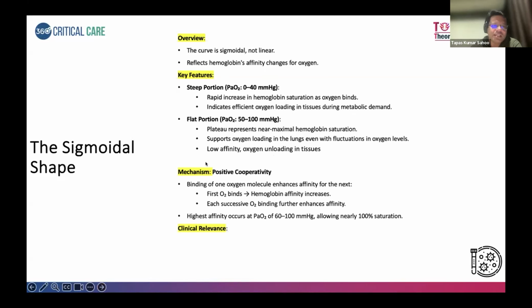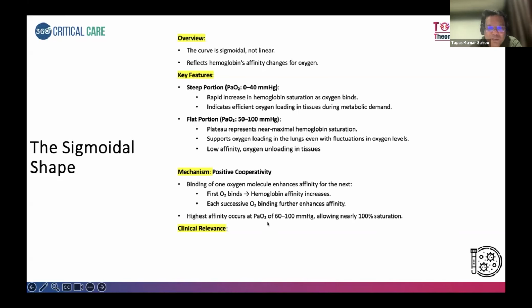Now, the mechanism that I was mentioning is positive cooperativity. You all have to write this, at least draw the curve if there is a question about the curve. You have to mention the relationship between PaO2 and SaO2. You also have to mention that this is a sigmoidal curve or sigmoidal shape, having two portions, one steep portion and one flat portion, and the mechanism behind this curve is positive cooperativity.